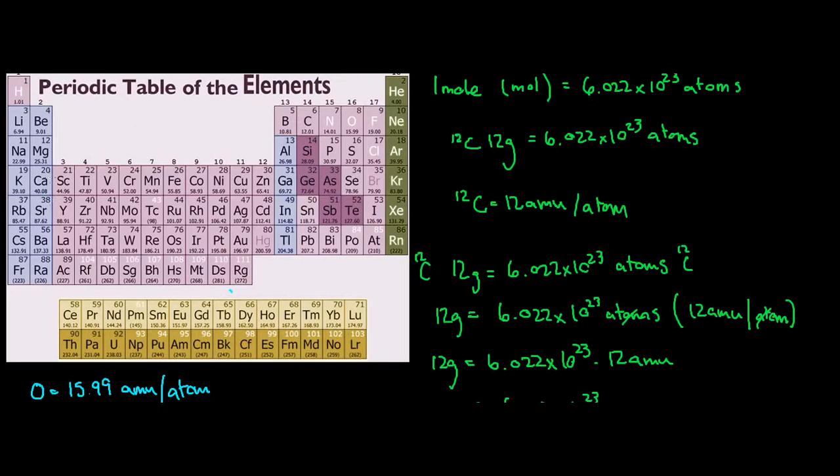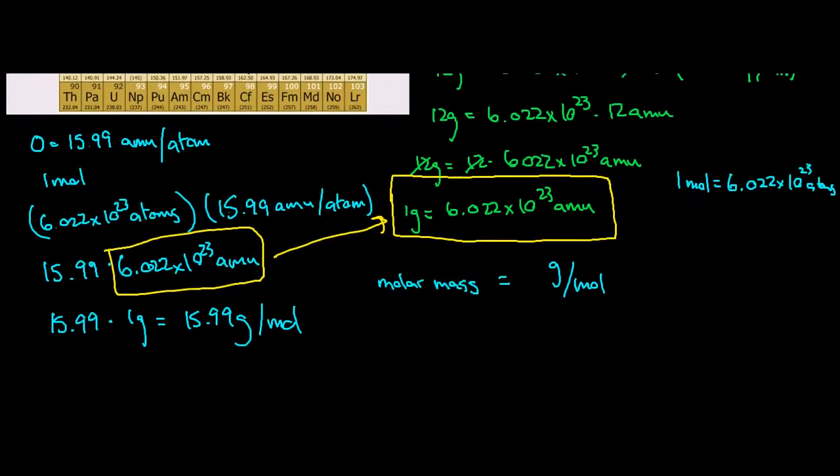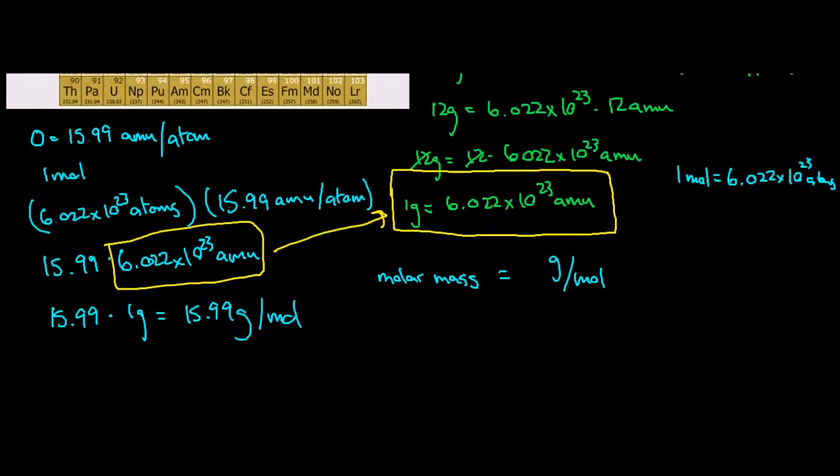Or calcium. If I had a mole of calcium atoms, they would have a mass of 40.08. And that makes sense because calcium has greater mass than something like carbon. Carbon only has 6 protons. Calcium has 20 protons. And this is how stoichiometry and chemistry is going to be from now on. It's going to be dealing with moles and molar mass.